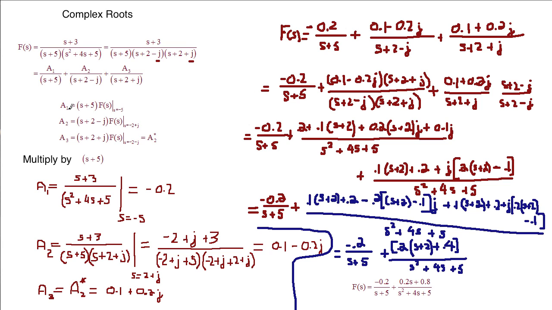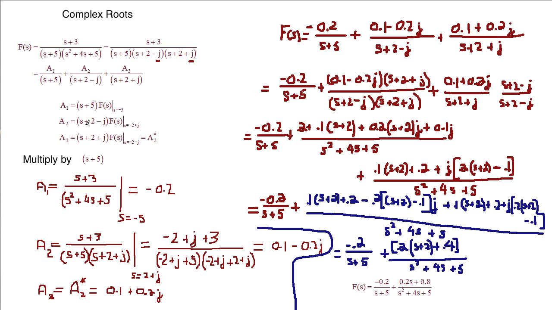We find A1 by taking the factor. A1 is the numerator over s plus 5. We take F of s multiplied by s plus 5, and then we evaluate at s equals negative 5. In other words, we evaluate right where this term is equal to 0, which is s equal to negative 5. And by doing that, we solve for A1.